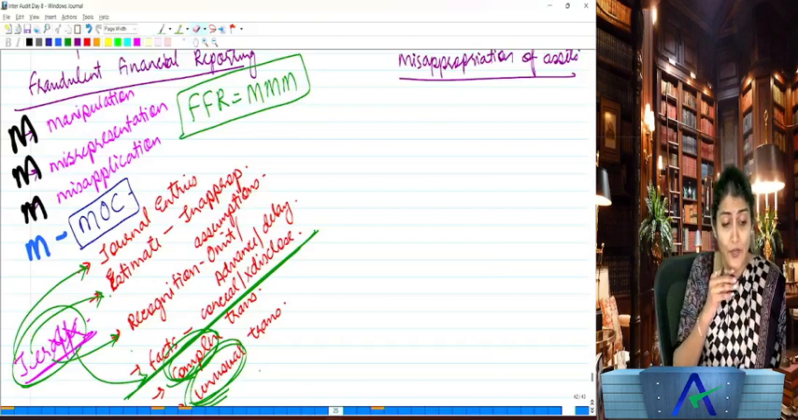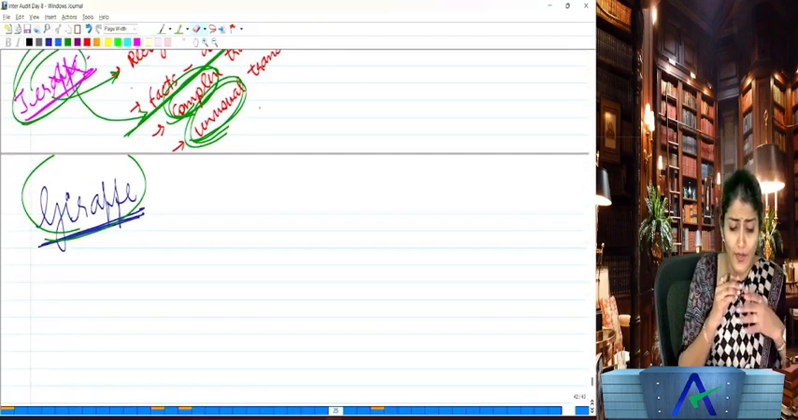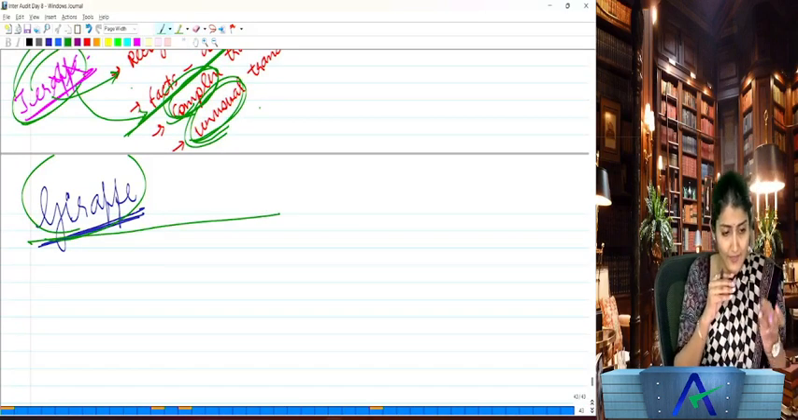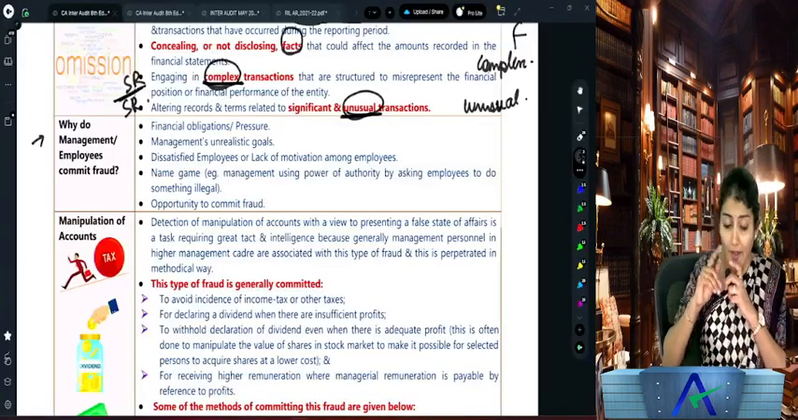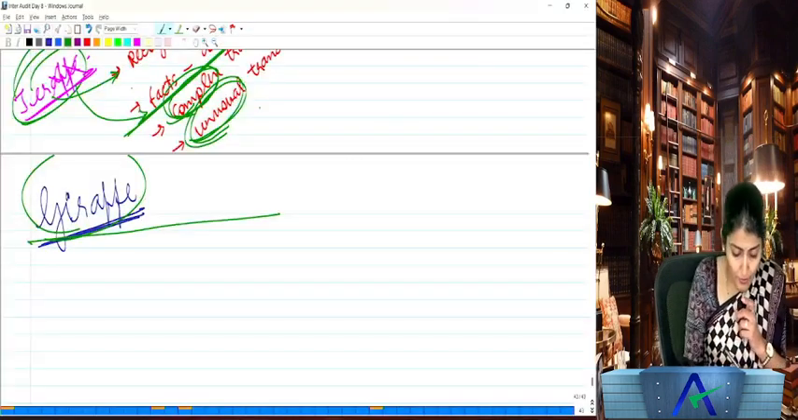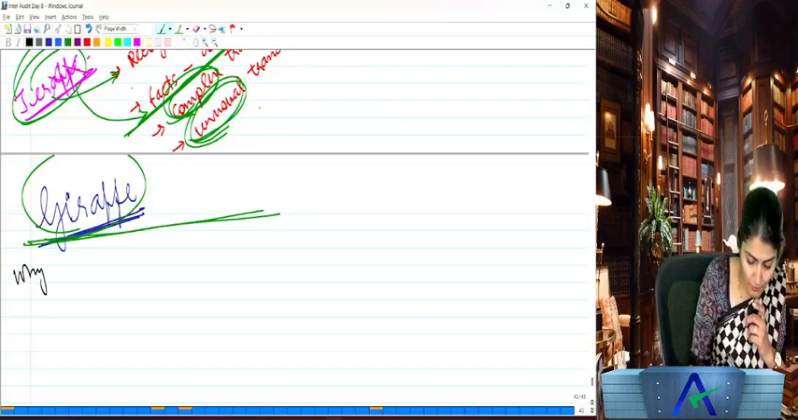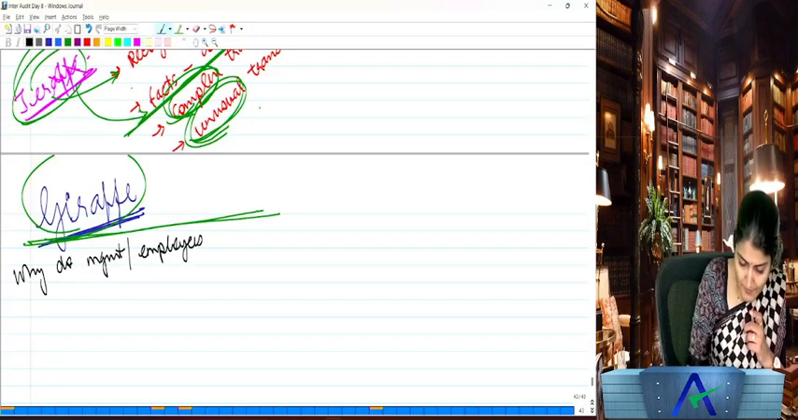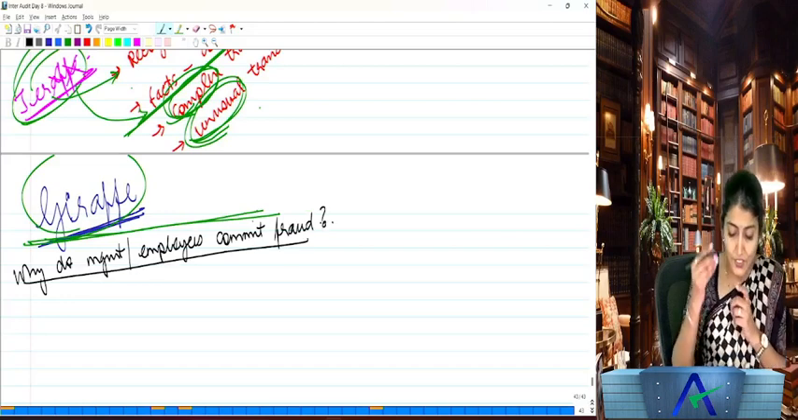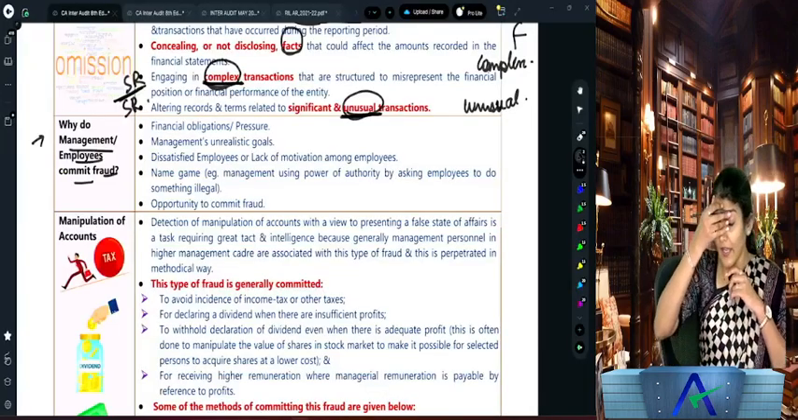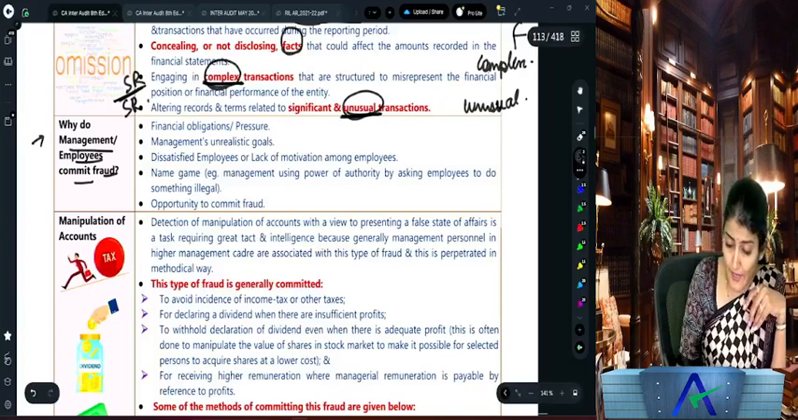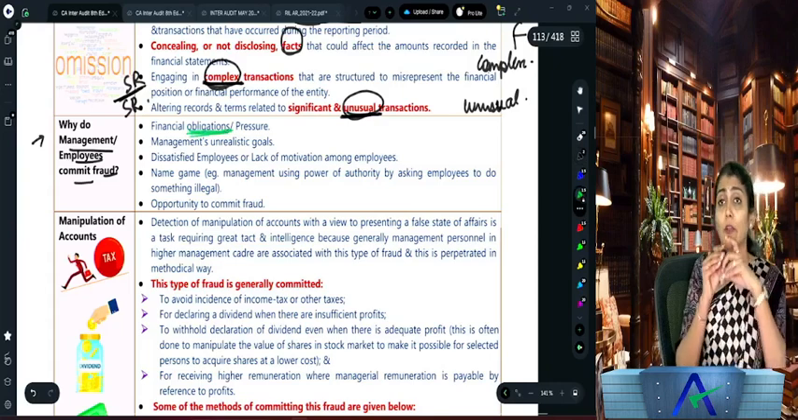Now we come to one more small question, which is regarding why management and employees commit a fraud. Generally, who all can do a fraud? Management, TCWG, employees, and also third parties. But here specifically what they are talking about is why do management and why do employees commit a fraud. A small question under the heading of fraudulent financial reporting. So one, they have a financial obligation. That fellow has a bank loan to pay.